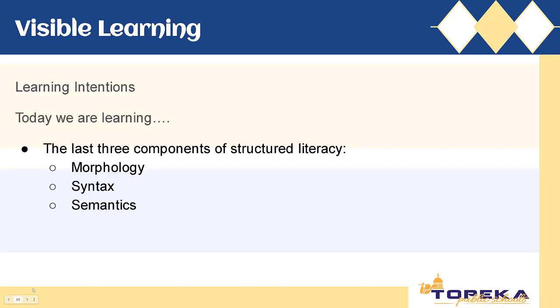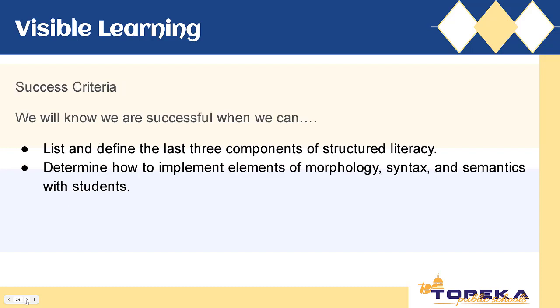As we finish this look into structured literacy, let's review our learning intentions and success criteria. Were you able to better understand morphology, syntax, and semantics? Were you successful? Can you list and define the last 3 components of structured literacy? Can you determine how to implement elements of morphology, syntax, and semantics with your students?